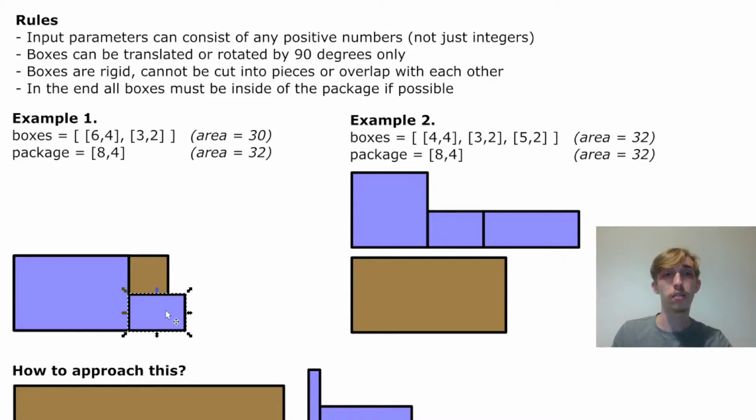But we can use the second rule that says that we can translate and rotate boxes by 90 degrees. So we'll do it right now. We can rotate it and we can put it pretty much here or here. It doesn't really matter, but we can already see that these boxes do fit into a package.